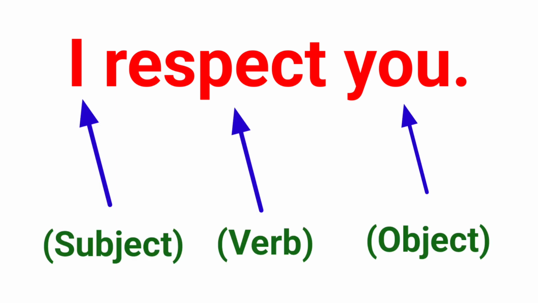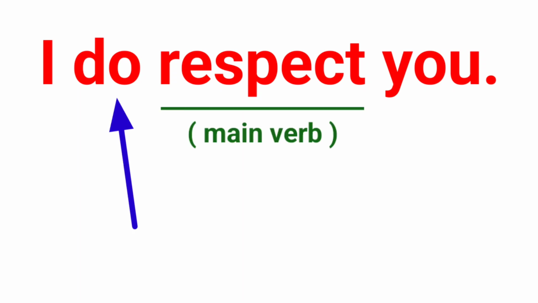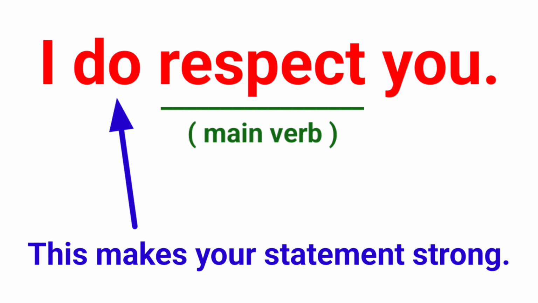See, first sentence, I respect you. Here, the sentence structure is SVO, that means subject, verb and object. It's a simple structure of a sentence. Now, if you add do verb before V, that means before the main verb, it will be meant strong, and this do verb makes your statement strong.